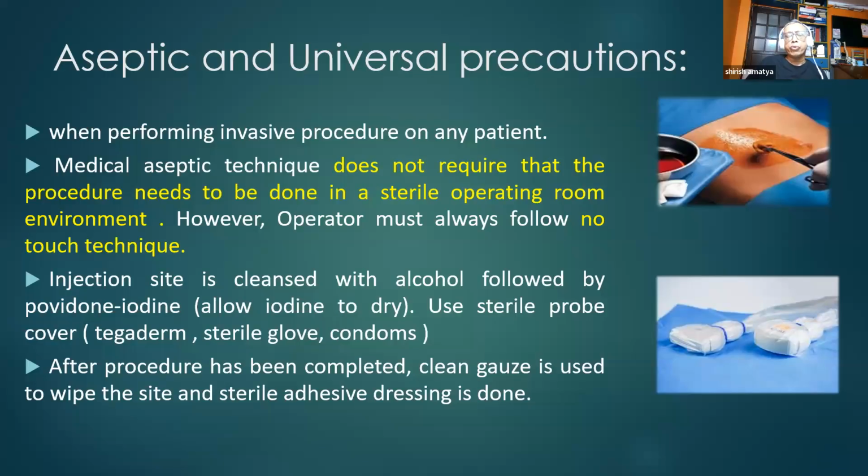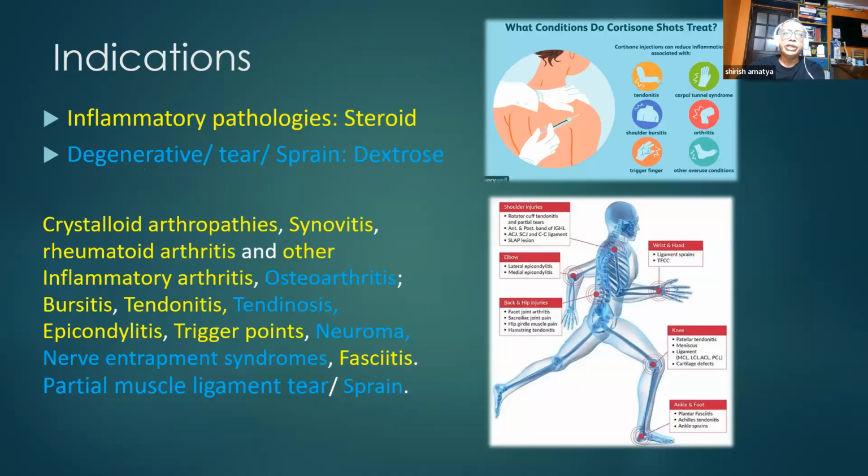So the operator must always follow the no-touch technique. The injection site is cleansed with alcohol followed by iodine or sometimes chlorhexidine. And we should always use a sterile probe cover while using the ultrasound probe, as shown in the figure. With all aseptic precautions, the probe should always be covered while doing the procedure. After the procedure has been completed, a clean gauze is used to wipe the site and a sterile adhesive dressing is applied.